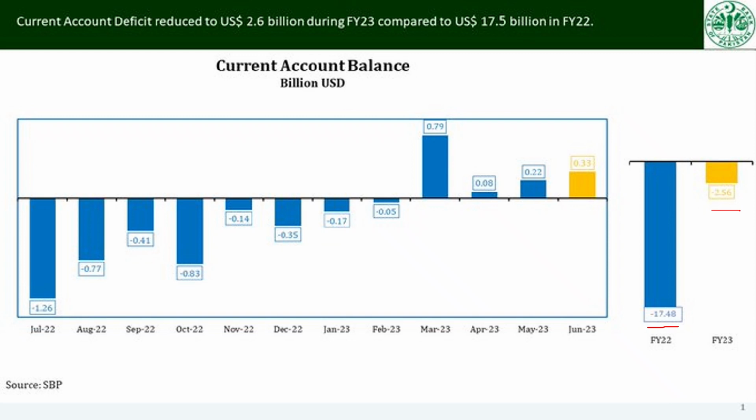The deficit of fiscal year 23 was $2.56 billion. It is not very clear here, but it shows that it is minus 2.56. So we can compare these 2 years. In fiscal year 22, we incurred a deficit of $17.48 billion. But in fiscal year 23, we incurred a deficit of $2.56 billion. So this was the data shared by State Bank of Pakistan.